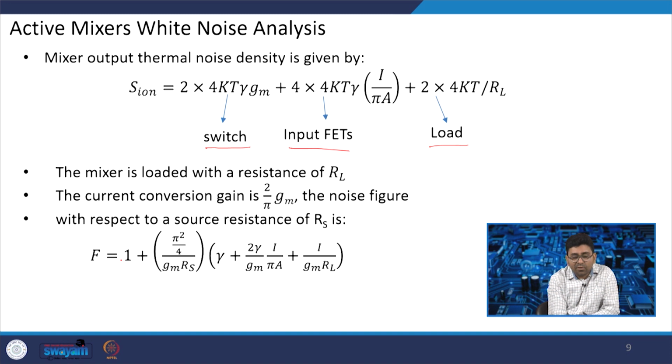As we have already discussed multiple times, this is 1 plus all the noise at the output divided by Gm into the current conversion gain. That is 2 by pi into Gm, and if we consider current conversion gain, then we divide by 2 by pi into Gm, because these all are current quantities. Now we will see how this term 1 by pi A came.